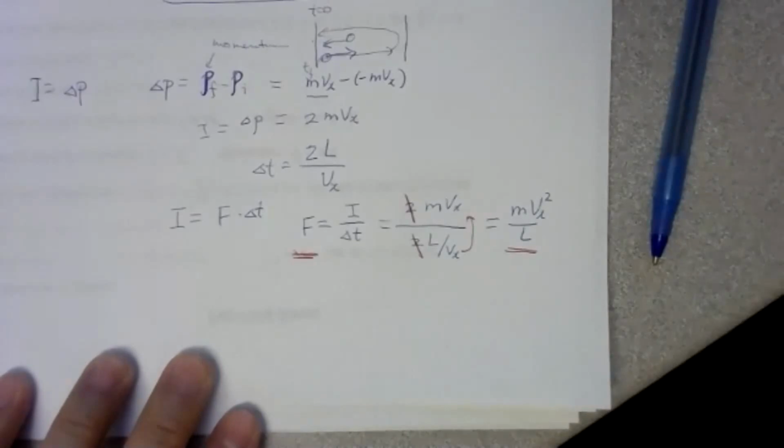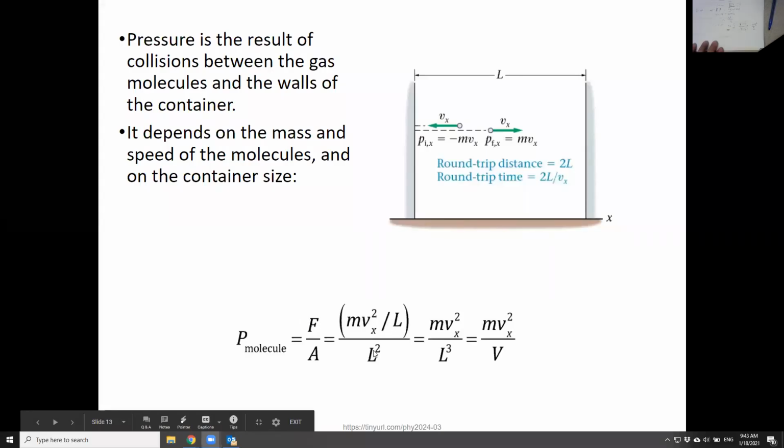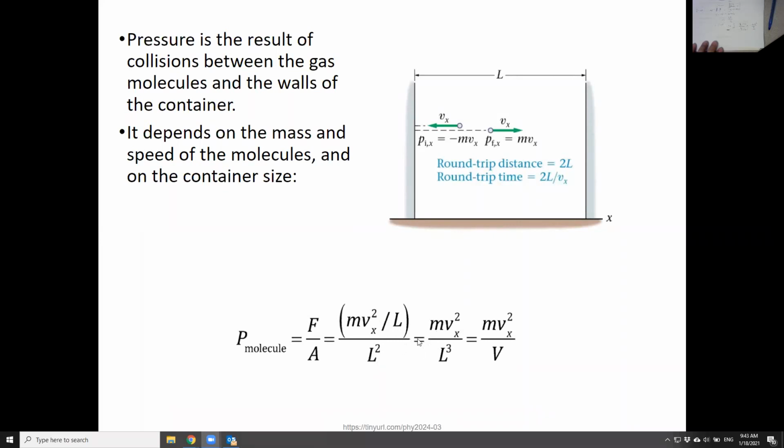If we go back to the PowerPoint slide, the pressure is the force, mvx squared over L, divided by L squared, the area of the wall. Bringing the L squared down to the denominator, it becomes L cubed. Here the small v means speed, in the x direction. L cubed is the volume of the cubic container. So the pressure on a wall by a particular molecule is equal to the mass times the speed squared in the x direction divided by the volume.